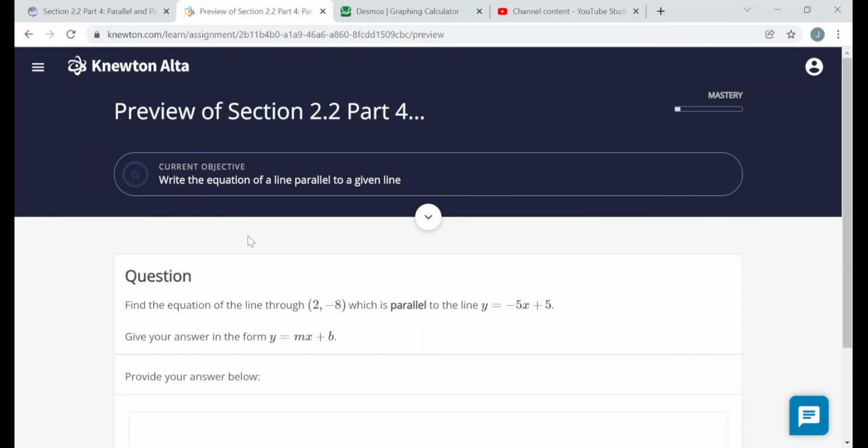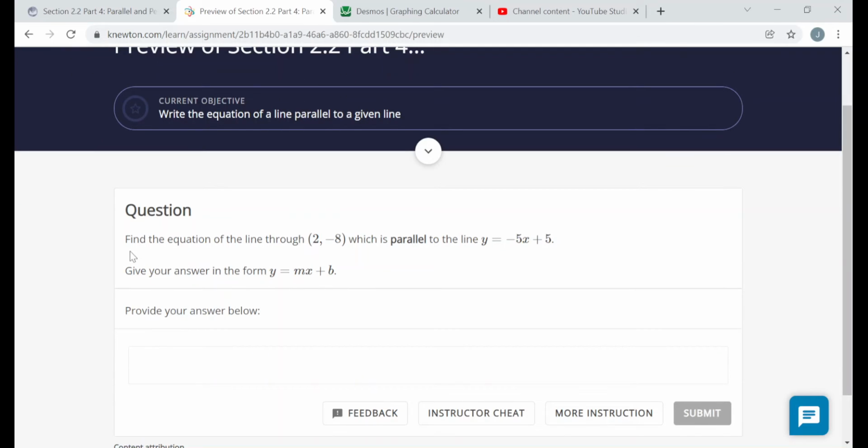All right, next question. This objective here is write the equation of a line parallel to a given line. Now I'm hoping that you've already gone over section 2.2 part 3, where we wrote the equations of lines, right? To write the equation of a line, you need to know the slope of that line and a point that's on that line. All right, so here we're asked to find the equation of the line passing through the point 2, -8, which is parallel to the line y equals -5x plus 5, right?